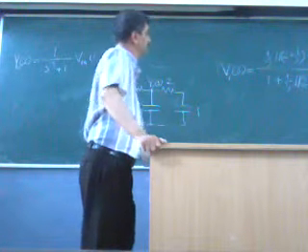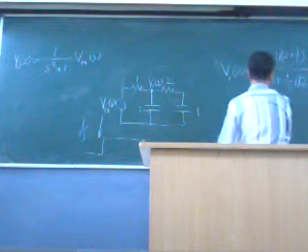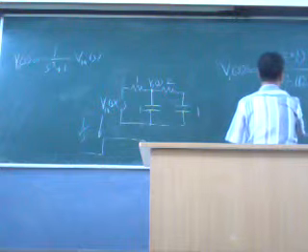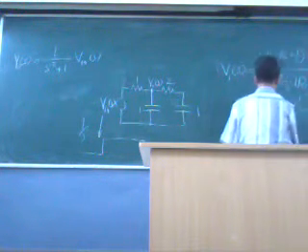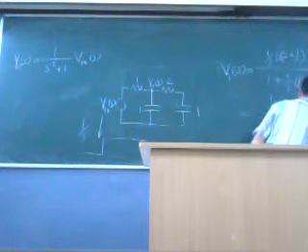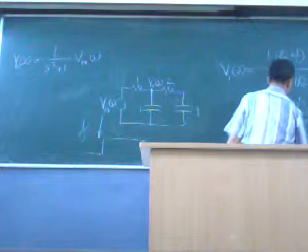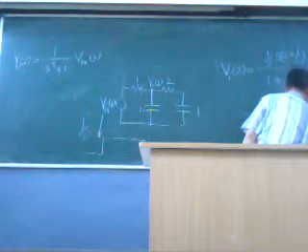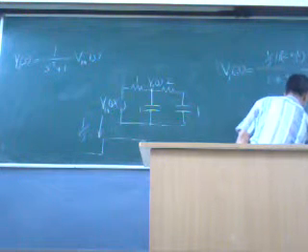1 plus 1 upon s. What is 1 upon S parallel 2 plus 1 upon S? That we can find. There is no problem. That is 1 upon S into 2 plus 1 upon S upon 1 upon S plus 2 plus 1 upon S.